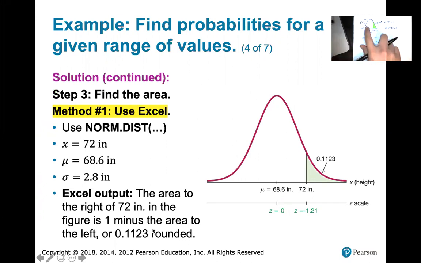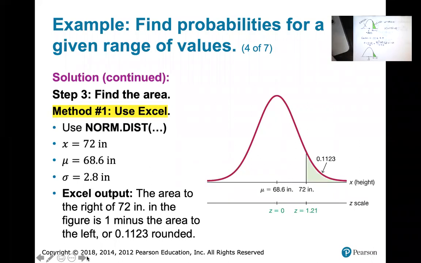So we calculated this area, and you'll just do 1 minus that. And you don't even have to write it down if you want to. You can just use Excel to say 1 minus the area to the left is the area to the right, and we get 0.1123.